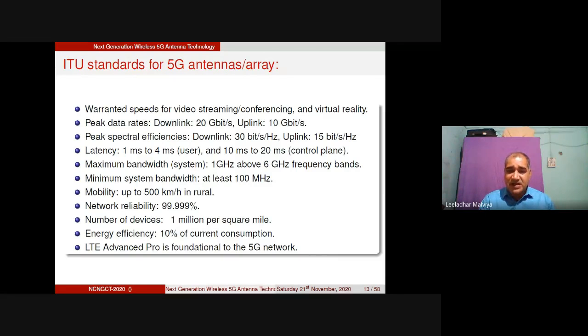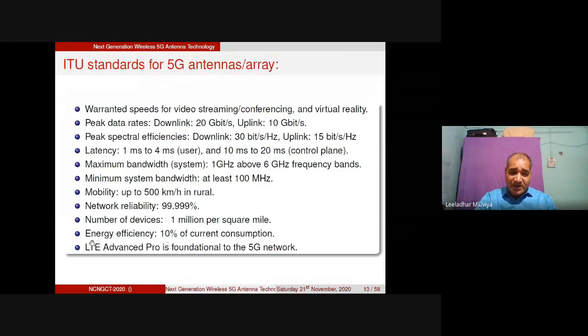is used for the frequency band above 6 gigahertz. The minimum system bandwidth is at least 100 megahertz in 5G, and mobility is up to 500 kilometers per hour in rural areas. So we may think that yes, these are useful standards, very capable of covering the huge mobile generations coming in the next years, right? The number of devices that can be covered in 1 square kilometer is 1 million, right? So that is a very good thing here.